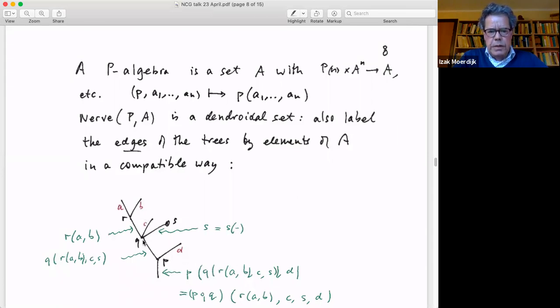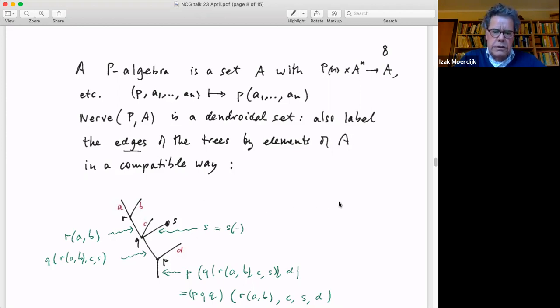where I label the vertices by operations in the operad, but I also label the edges by elements of the algebra. Going down the tree, you have to follow the application of the operations of the operad to this algebra A. So you start by labeling the leaves. I give an example. I label them by A, B, C, and D, elements of the algebra. And then I have to label this edge by R of AB. And I have to label this edge by S of nothing. So that's a constant in the algebra, and so on.